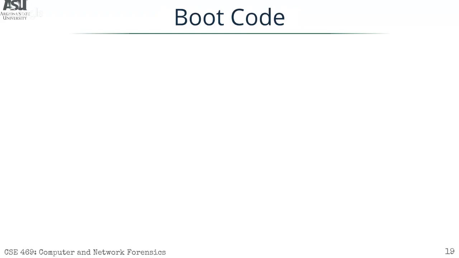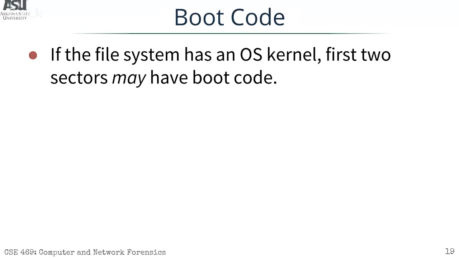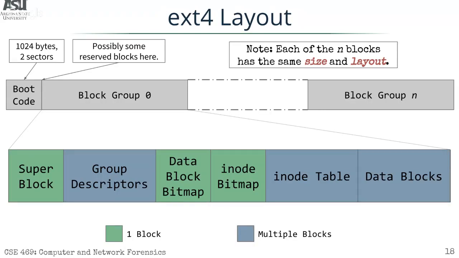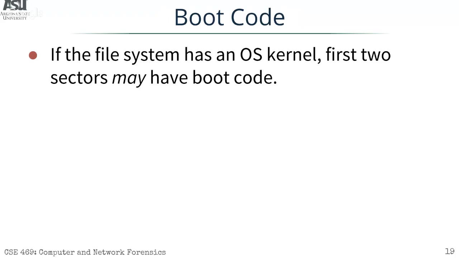Okay, all right, so boot code. So these first two sectors here at the very beginning have a very specific purpose, obviously to boot the machine. Not every instance of ext4 has a kernel in it that can be booted, right? It could just be files. It's not necessary to have an operating system installed on a file system. Think of a flash drive. It doesn't have an operating system on it, but it has a file system to organize the files, right? So if the file system has an operating system kernel, the first two sectors might have boot code.